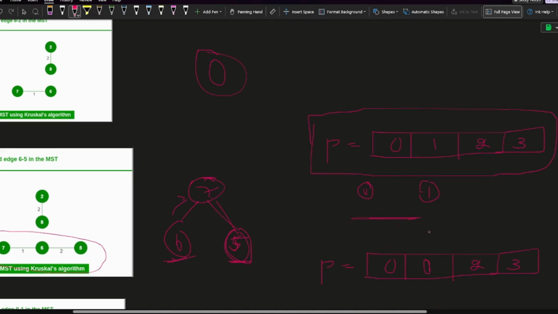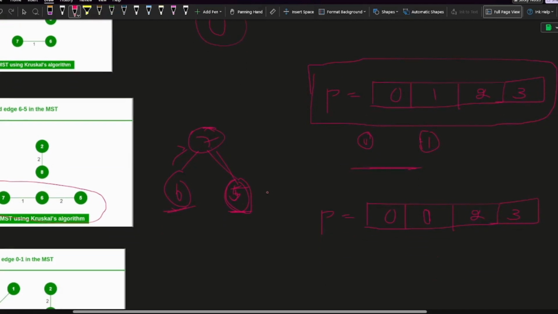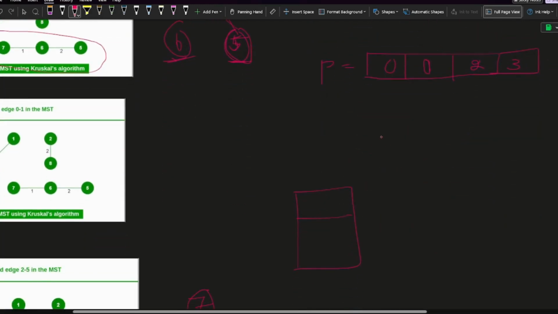So 0 and 1. The parent of 0 is the node itself, which is 0. For 1, it's the number itself, which is 1. And for 2 and 3, it's going to be the same. This is what the initial state looks like. These nodes are not connected. They just exist and they are disconnected. And I'm going to connect them.